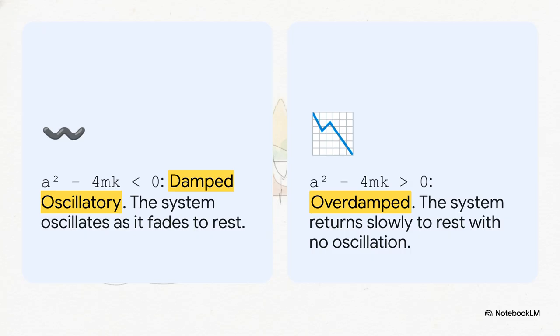And this little chunk of math you see on the screen, that basically tells us who wins the fight. If the damping, that's A, is pretty small, then the spring's natural desire to bounce wins out, and we get those fading waves we just saw. But if the damping is super strong, friction wins, and the system does something completely different, no bouncing at all. And then there's this perfect balancing point, right in the middle, called critical damping.